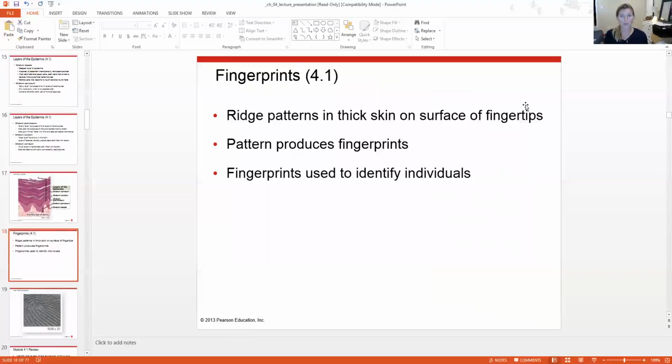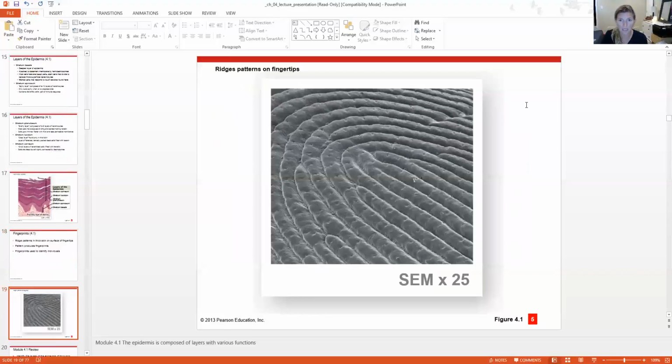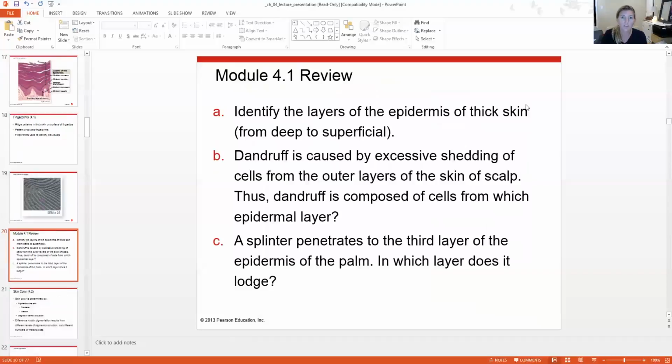Let's talk about fingerprints. They're basically just the ridges that are on the thick skin, and they're obviously used to identify individuals, like a loop or a swirl. So this is a little review, some review questions that you can answer on your own. This is also part of your reading guide that was created for this chapter.